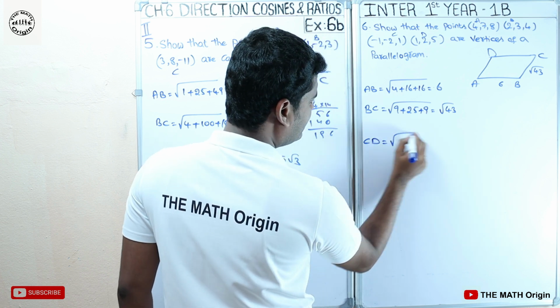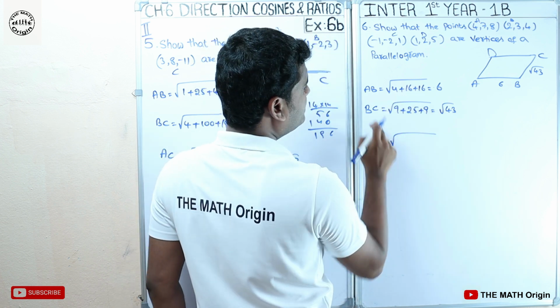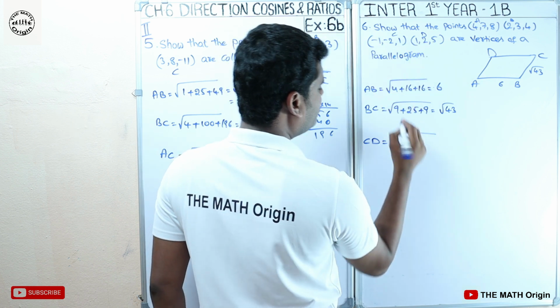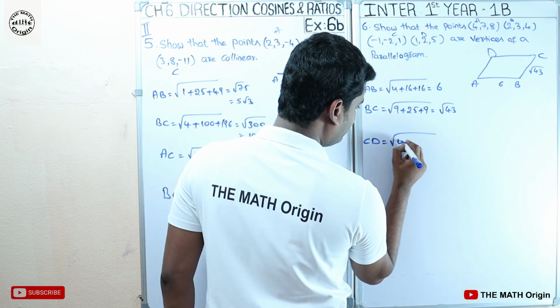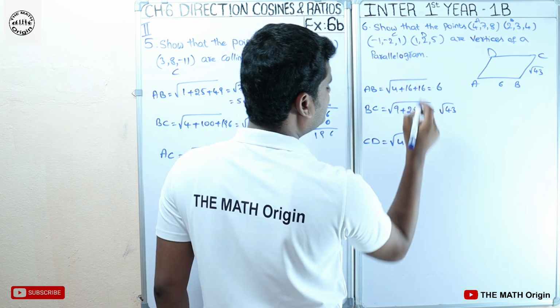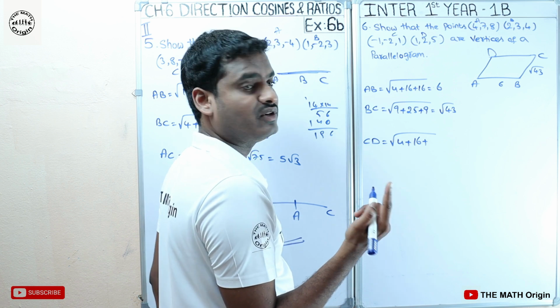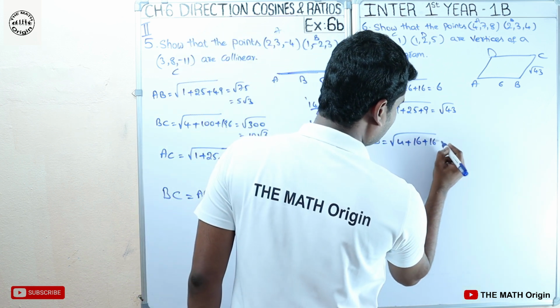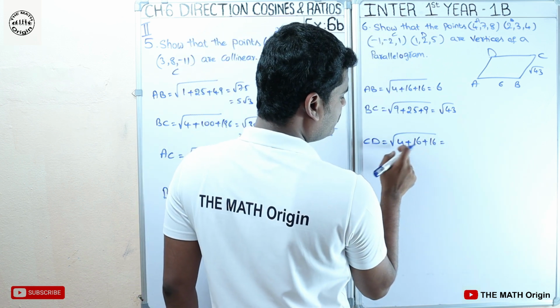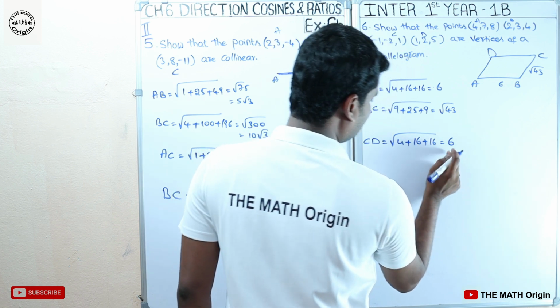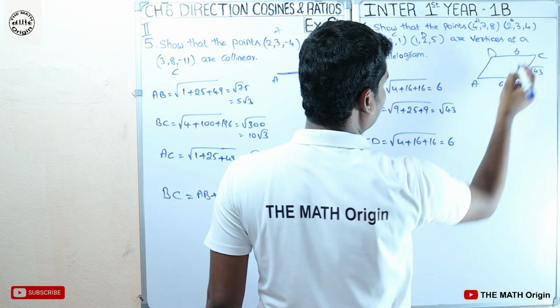Now next is CD. CD equals root of 1 minus of minus 1 whole square, 2 squared is 4, plus 2 minus of minus 2 is plus 4, 4 squared is 16, plus 5 minus 1 is 4 square is 16. Therefore that is equal to 32 plus 4 is 36. Root 36 is 6. So CD value is 6.